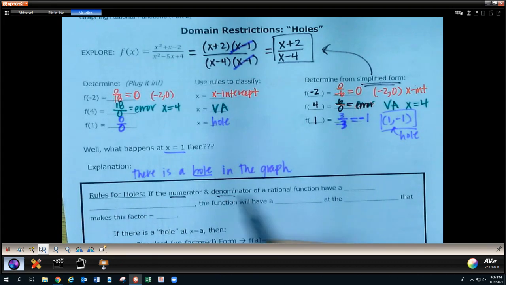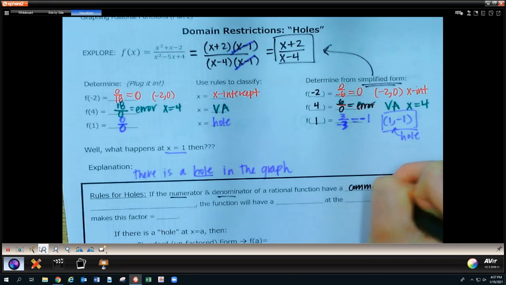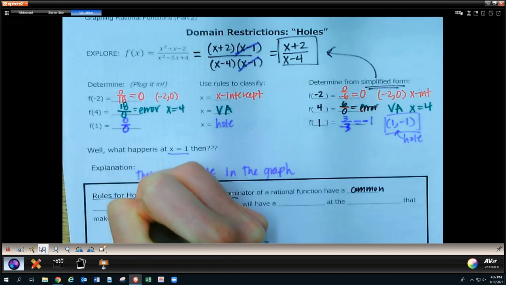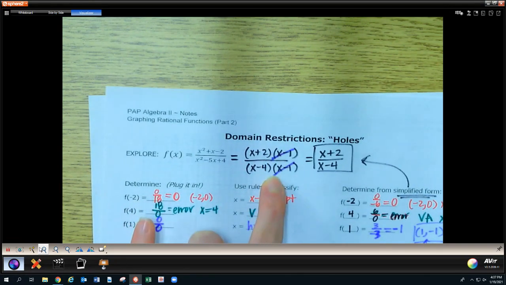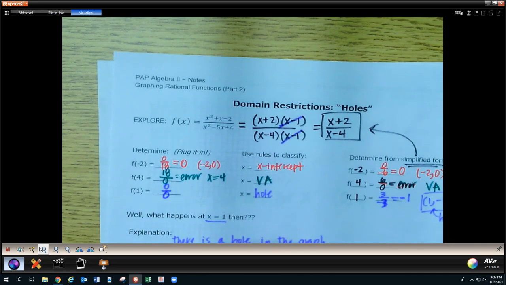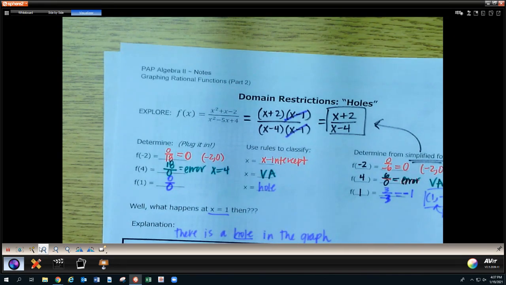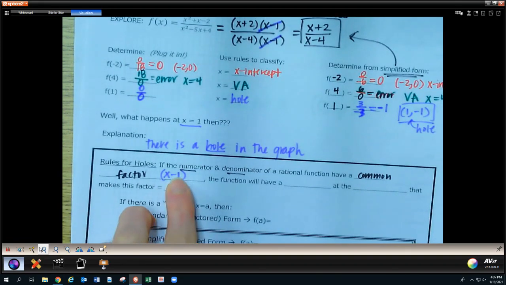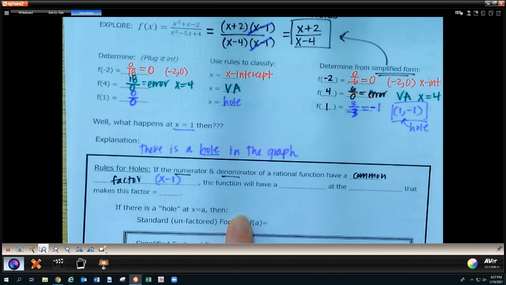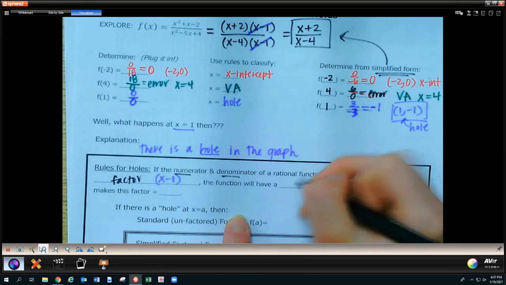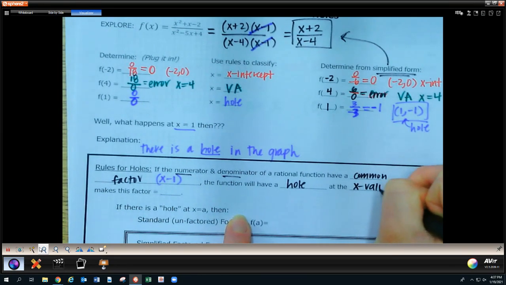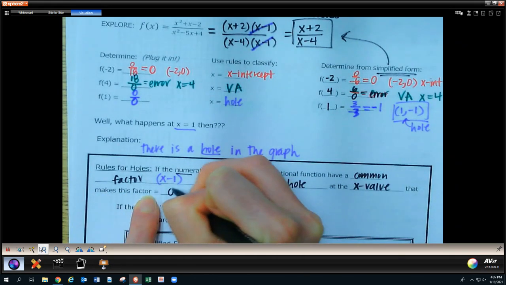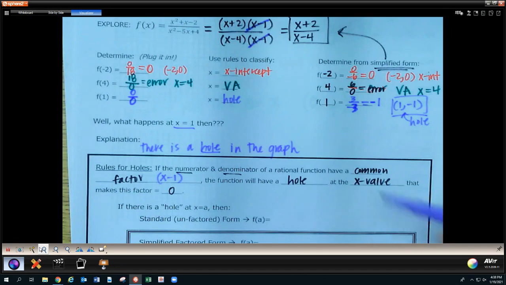If the numerator and denominator of a rational function have a common factor, so in this case, that common factor was x minus 1, okay, a common factor, x minus 1, for example, the function will have a hole at the x value that makes this factor equal 0. Okay, so in this case, it was x equals 1.